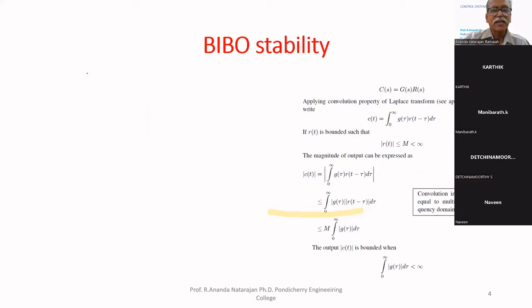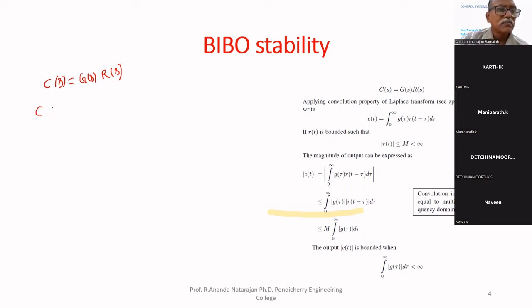Mathematically, how can we explain BIBO stability? What is C of S? The input is R of S and G of S is the system. That's why the output C of S equals G of S multiplied by R of S.